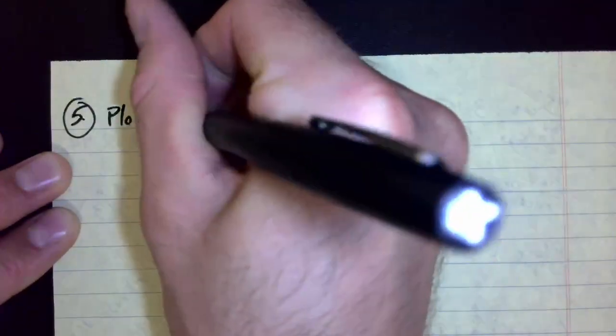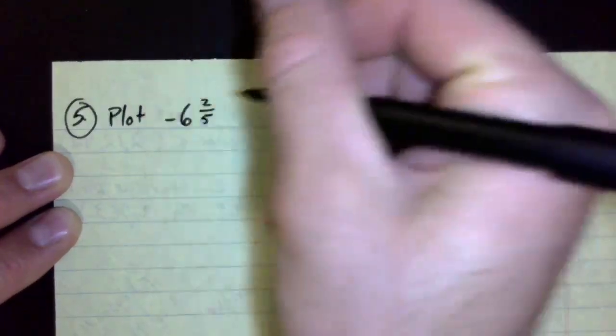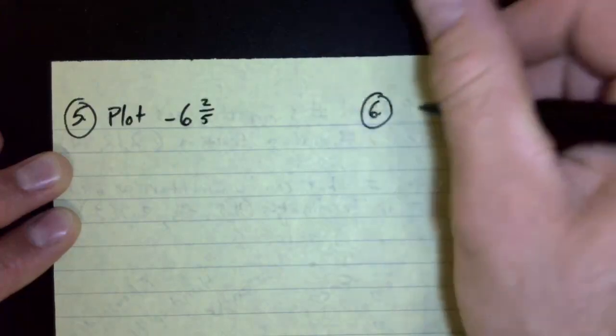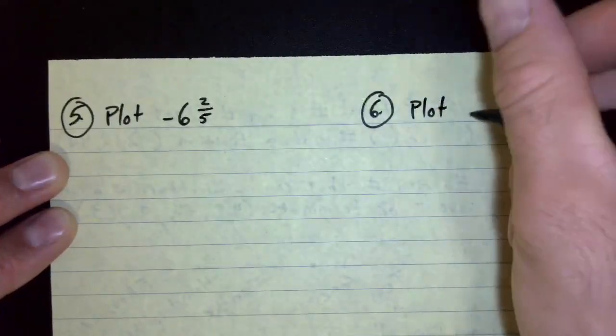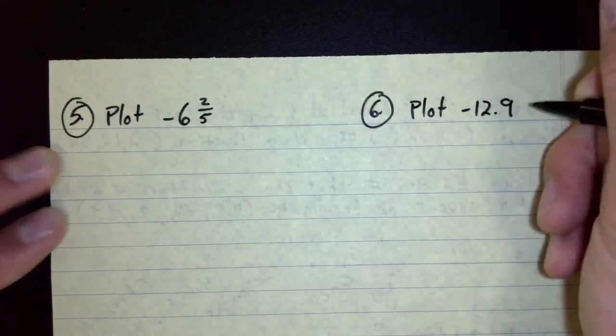Go ahead and try numbers 5, 6, and 7 on your own. Number 5 is plot -6 and 2/5. Number 6 is plot -12 and 9/10.